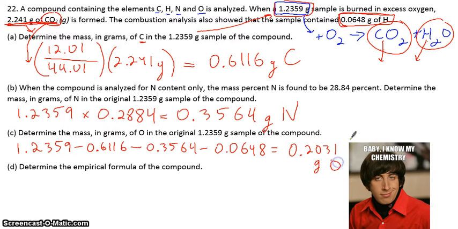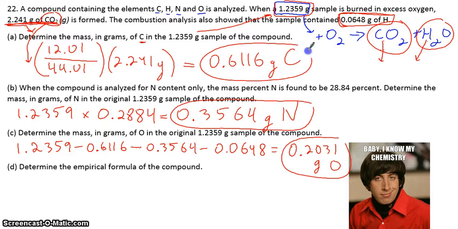And this is our mass of oxygen. So these are the three amounts that we've determined. The fourth amount is hydrogen. Now all four of these will be used to determine the empirical formula of the compound.